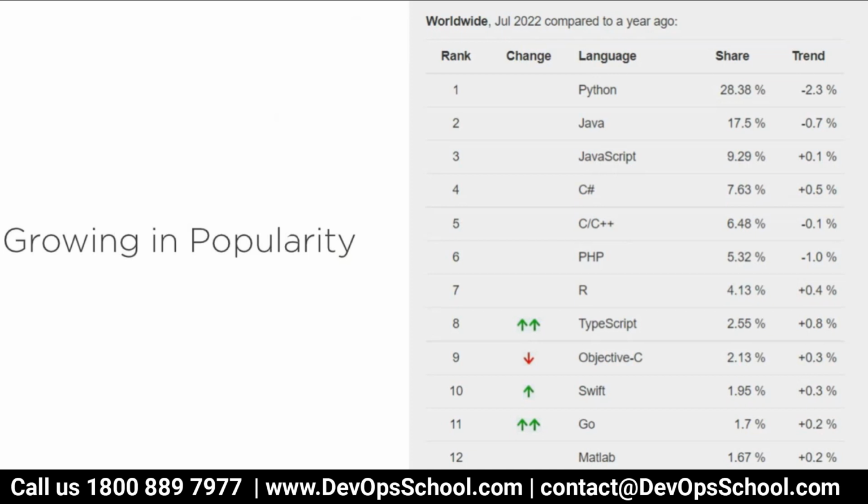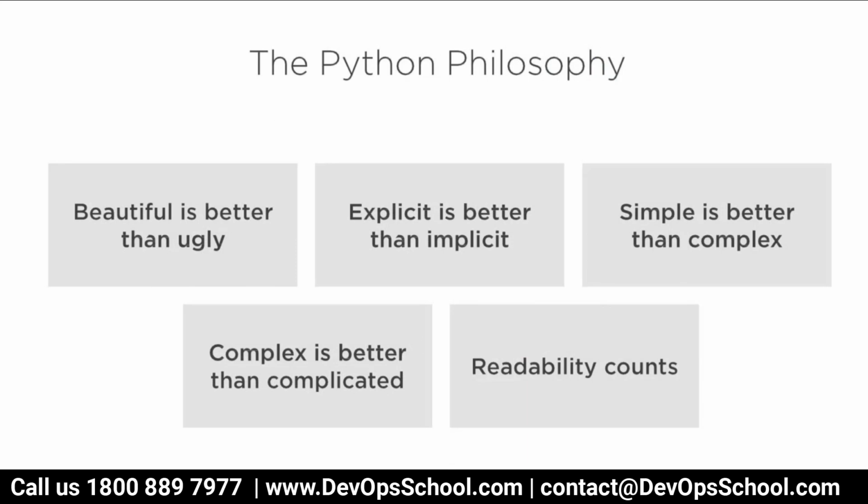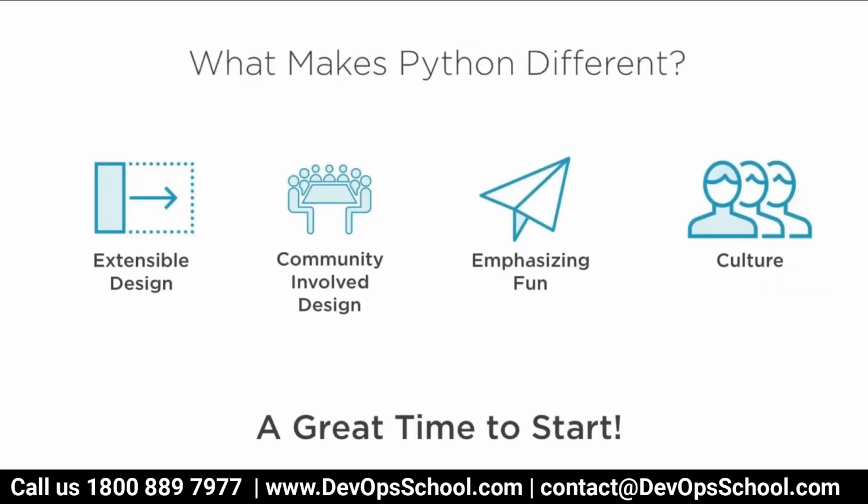So Python philosophy: beautiful is better than ugly. Explicit is better than implicit. Explicit, implicit means what? These are the dependencies actually. Simple is better than complex. Complex is better than complicated. Readability counts and so on. So these are some of the philosophies when Python was designed.